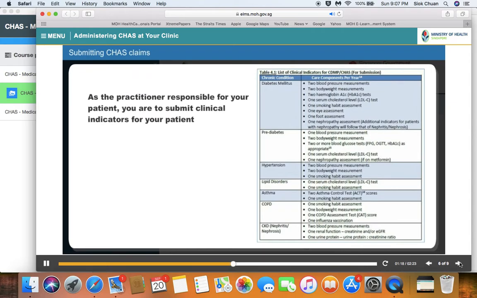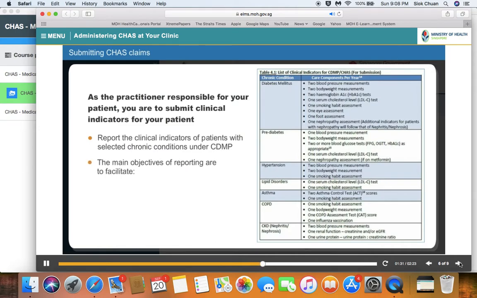As a practitioner, you're responsible for reporting your patient's clinical indicators for the chronic conditions shown. These indicators are the reportable essential care components for the management of the selected chronic conditions. The main objectives for requiring you to report these care components are to facilitate 1. Good management of the patient's chronic conditions, and 2. Gap analysis to guide resourcing. Refer to the table for the full list of clinical indicators mandatory for submission or reporting.